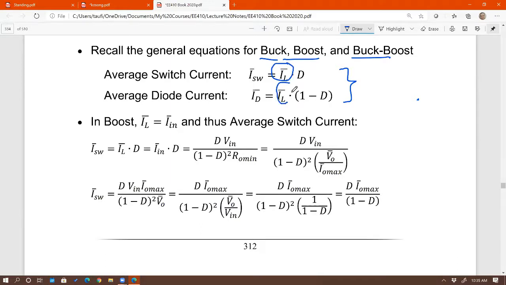We talked about it twice already, right? I_L average for a buck is I_out average. For a boost it is going to be P_out over D in. Remember that, right? So start from the same equation, but make sure you change I_L average based on the topology.